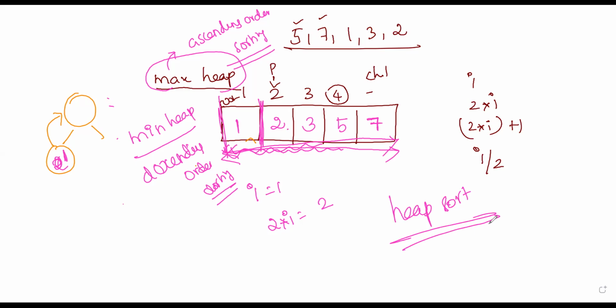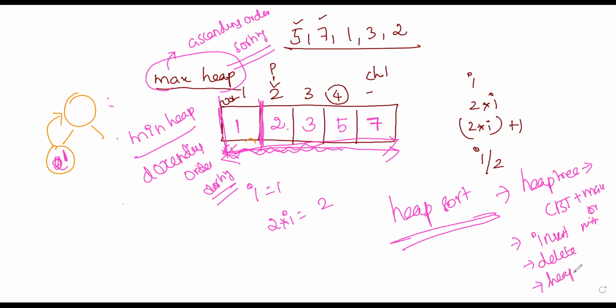So we saw what a heap tree is. That is, it is a complete binary tree plus max heap or min heap, right? Then we saw how to insert and delete. And we saw what heapify is, and we also saw what heap sort is. So this is the entire concept of heap sort.